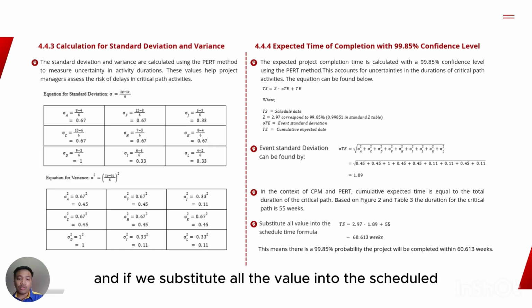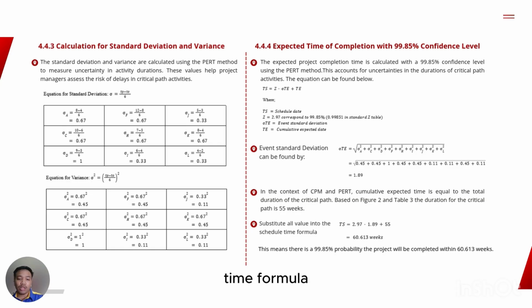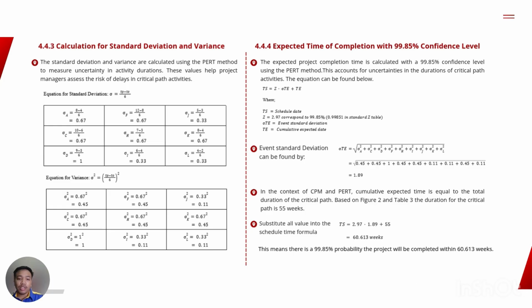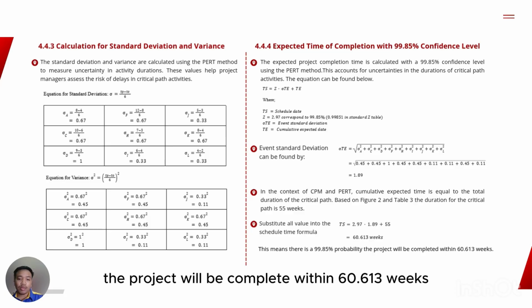If we substitute all the values into the schedule time formula, we will obtain a schedule date of 60.613 weeks. This means there is a 99.85% probability the project will be completed within 60.613 weeks. That's all from me.